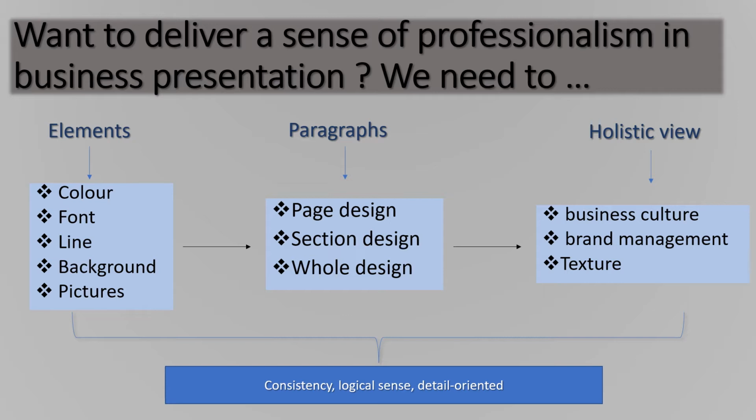After that, we still need to look at the holistic view. The holistic view for PowerPoints includes what kind of business culture you want to deliver to the audience. Every organization has different business cultures, with different visual identification systems. All those things we need to integrate in our presentations. That is a better attribute to deliver to the audience combined with the contents. This is also related to brand management: what kind of brand image we want to deliver to the audience.